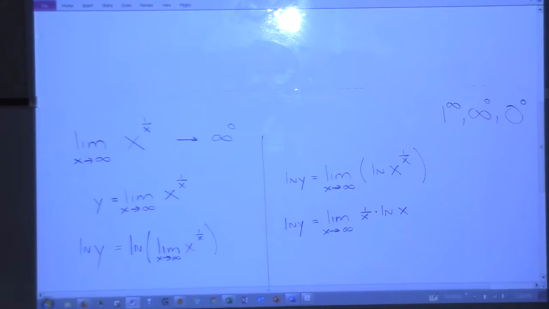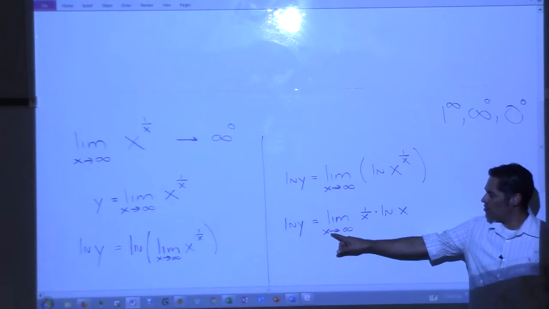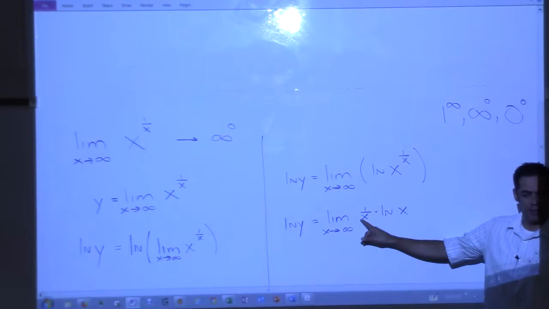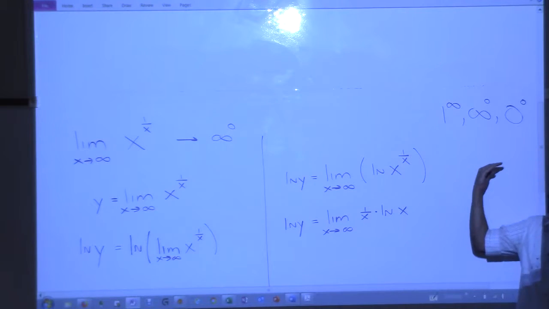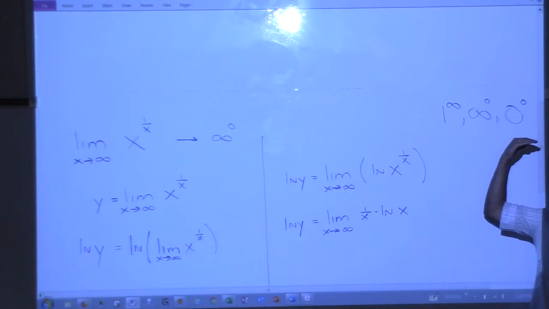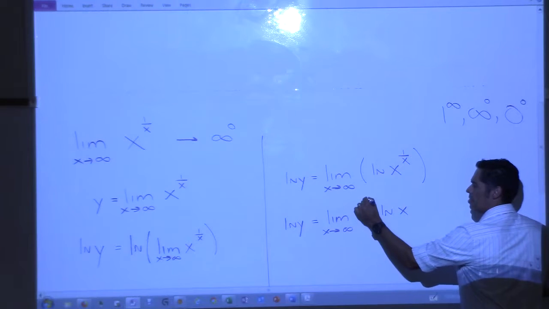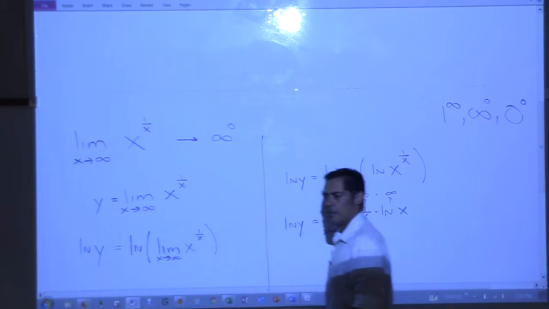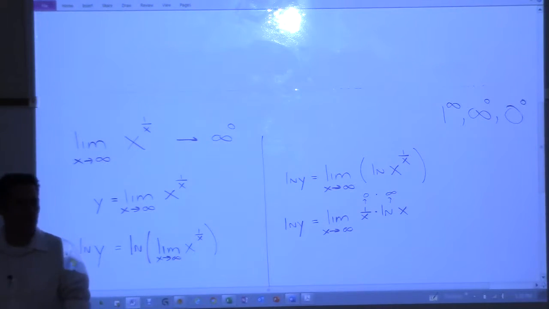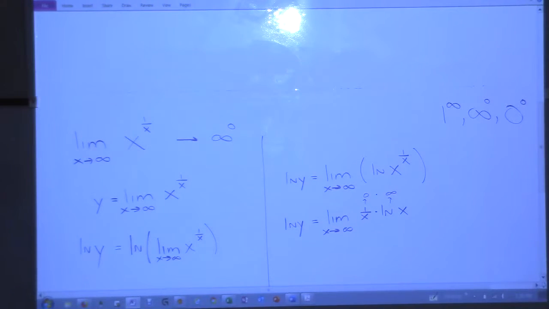And look at this. Right now, if I check, as x goes to infinity, what's 1 over x? 0. Natural log of infinity. What does the natural log function do as I go out to infinity? It goes up to infinity. So what's happening on this side is this is going to 0 times, and this is going to infinity. Make sense?